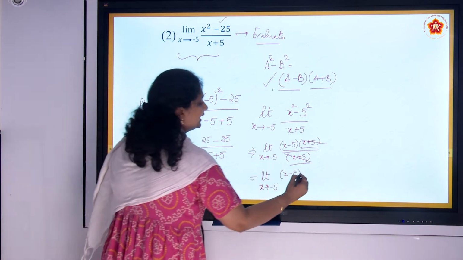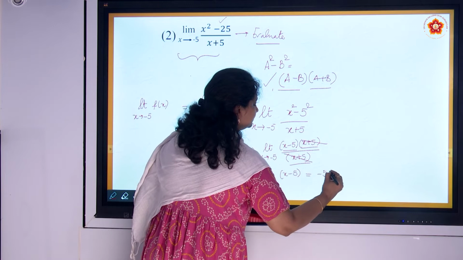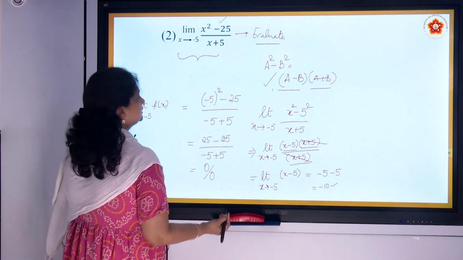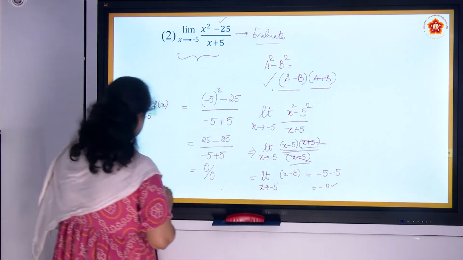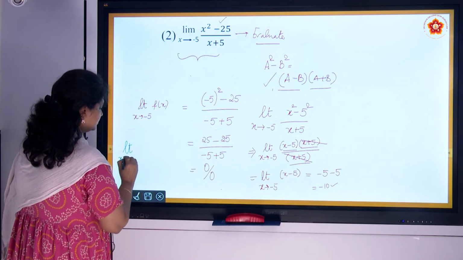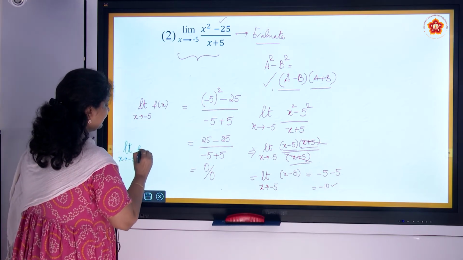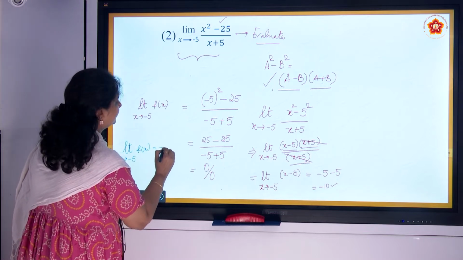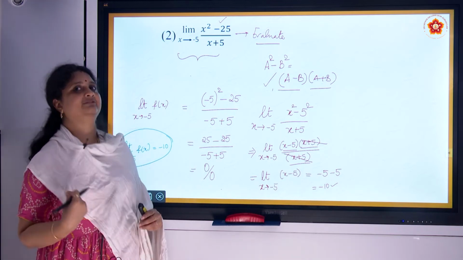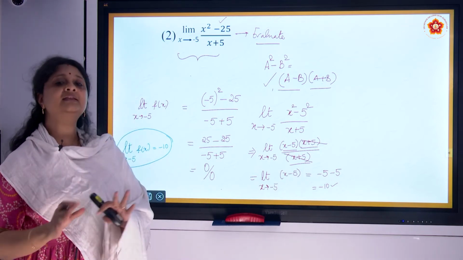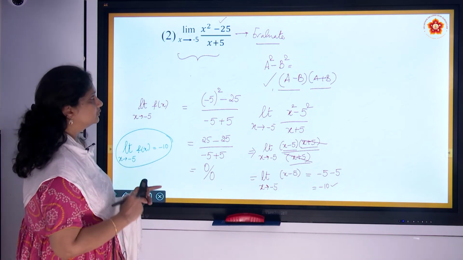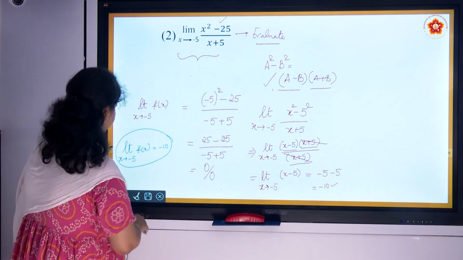Okay. So now I substitute, I get a proper value, minus 5 minus 5, that is equal to minus 10. So I can say that limit x tends to minus 5, my f of x that's given is equal to minus 10. So if I smartly rewrite the function, I'll be able to find the limits without much problems, right? Okay. So now, could we go on to the next one?